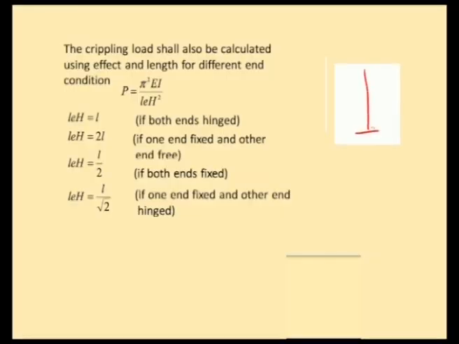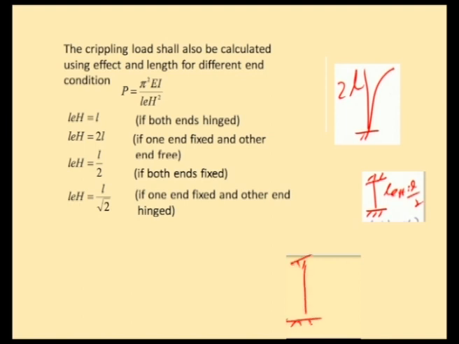So, when one end is fixed and the other end is free, the effective length will be equal to 2 L, and when both ends are hinged, L effective is equal to L itself. Then when both ends are fixed, we can write L effective equal to L by 2, and for one end fixed and the other end hinged, L effective will be equal to L by root 2.